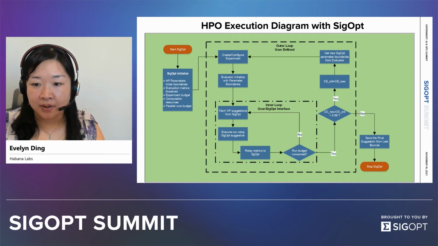Then the whole outer loop is iterated a number of times until we reach the condition where the new epochs cannot be improved anymore. Then we get out of the outer loop and we save all the data points. And the last good suggestion from SigOpt is ready for us to use. Then we stop SigOpt.